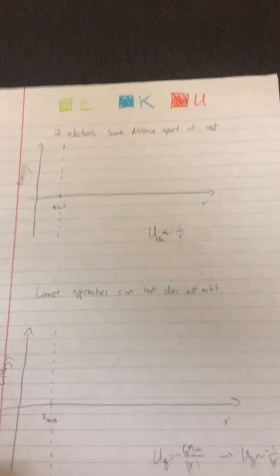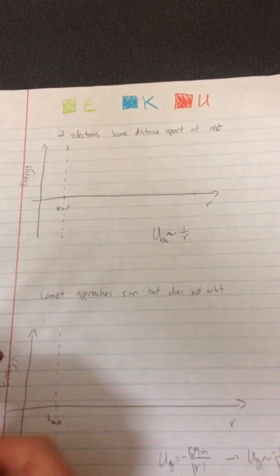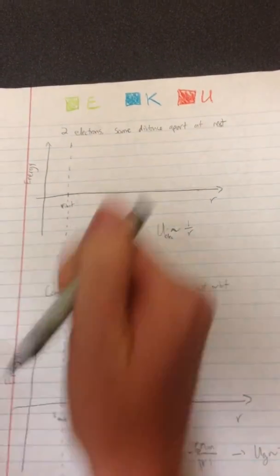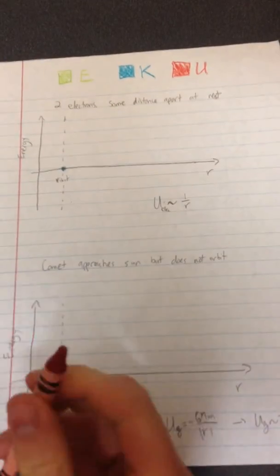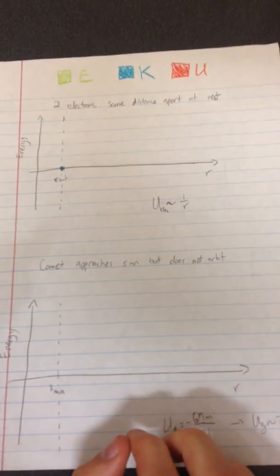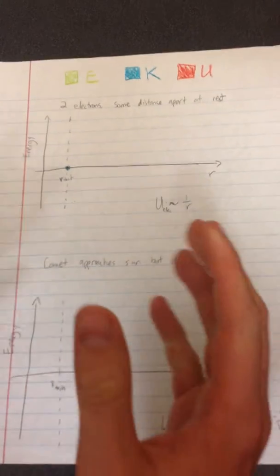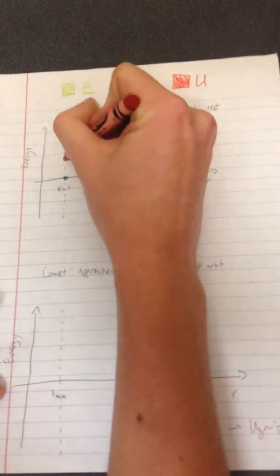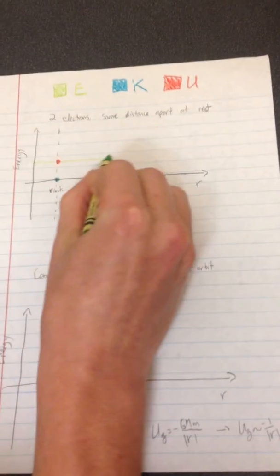To do these problems, the first one, we have 2 electrons some distance apart and at rest. So the very first part, the initial R, at rest means that we'll have no kinetic energy. So our kinetic energy will start here. Electric potential energy is proportional to 1 over the distance that the 2 electrons are apart. But because they're both electrons, their charge is the same, so that'll be positive. Because the energy is always the sum of the K and the U, the total energy will be positive here.